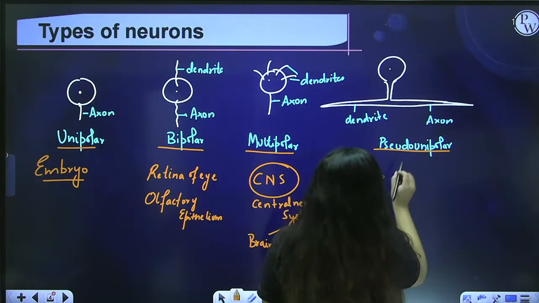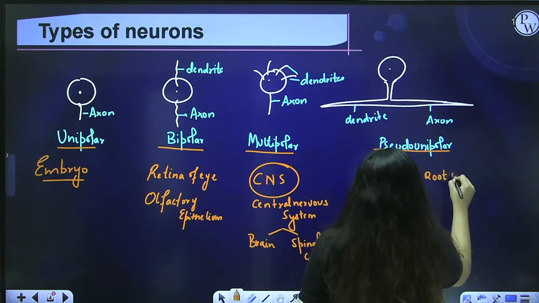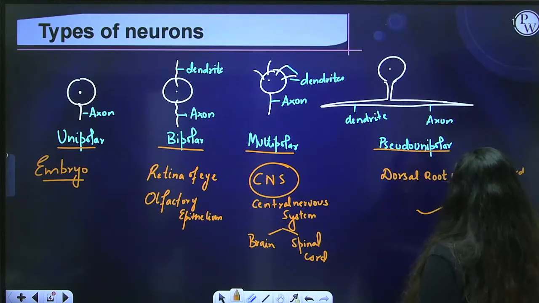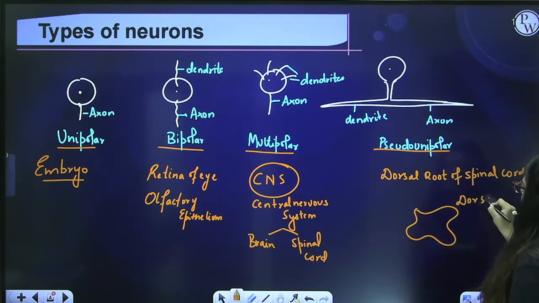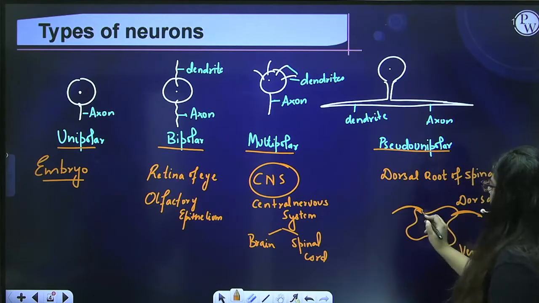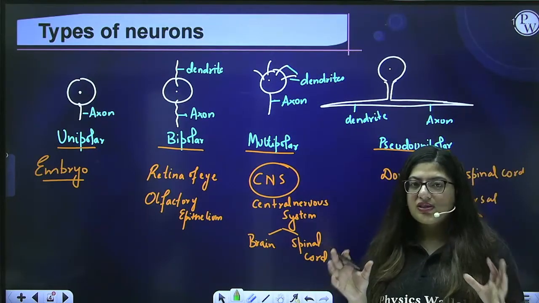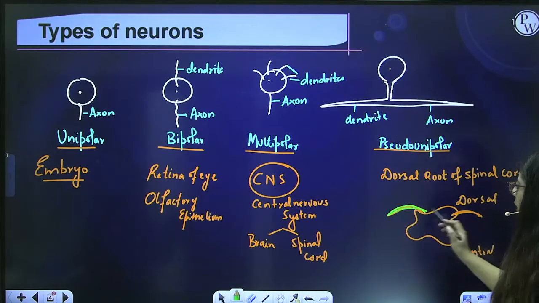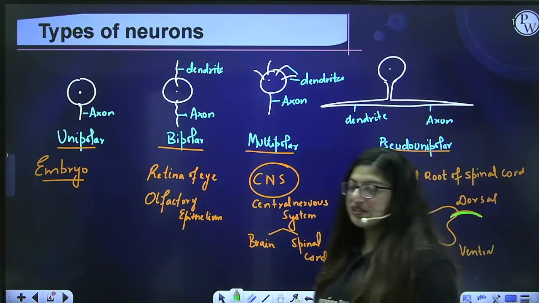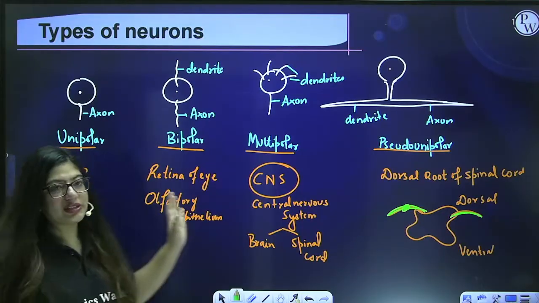Next, pseudo-unipolar. The pseudo-unipolar is found in the dorsal root of the spinal cord. Now what's that? If I take a section of a spinal cord, this will be the dorsal side of the spinal cord and this will be the ventral side. So on the dorsal side, the nerves are emerging out like that, right? Because the spinal cord is a part of your central nervous system. So from here the nerves are emerging out, and here you can see the pseudo-unipolar neurons are present on the dorsal root of your spinal cord. Okay, and these are the various types of your neuron.